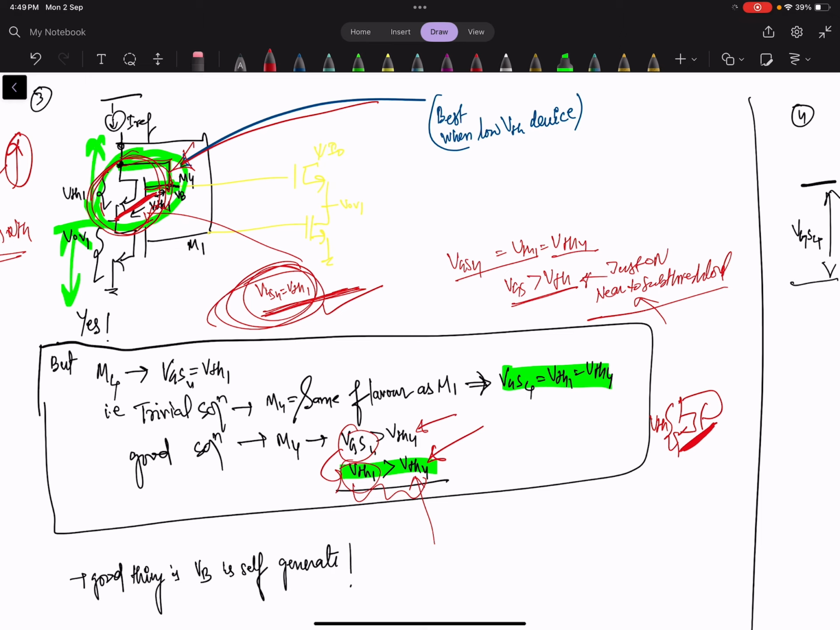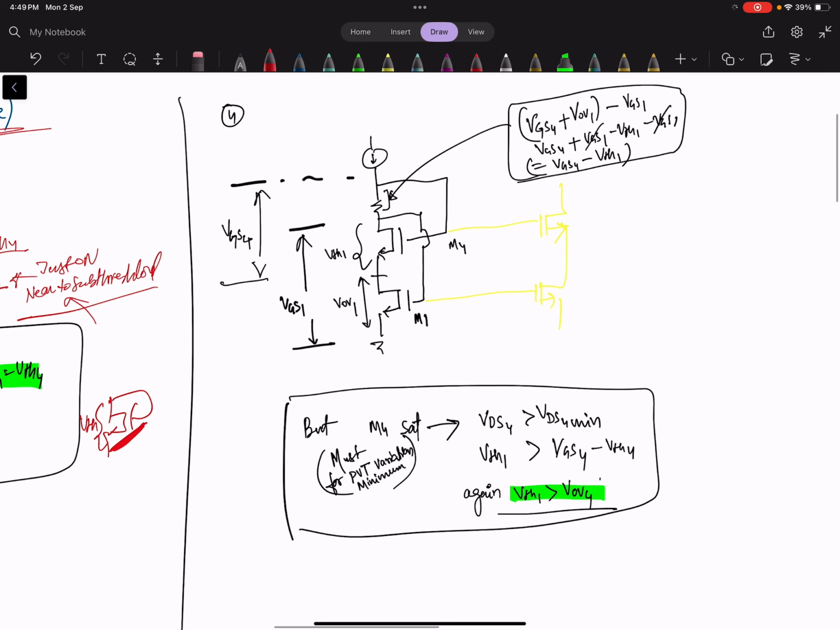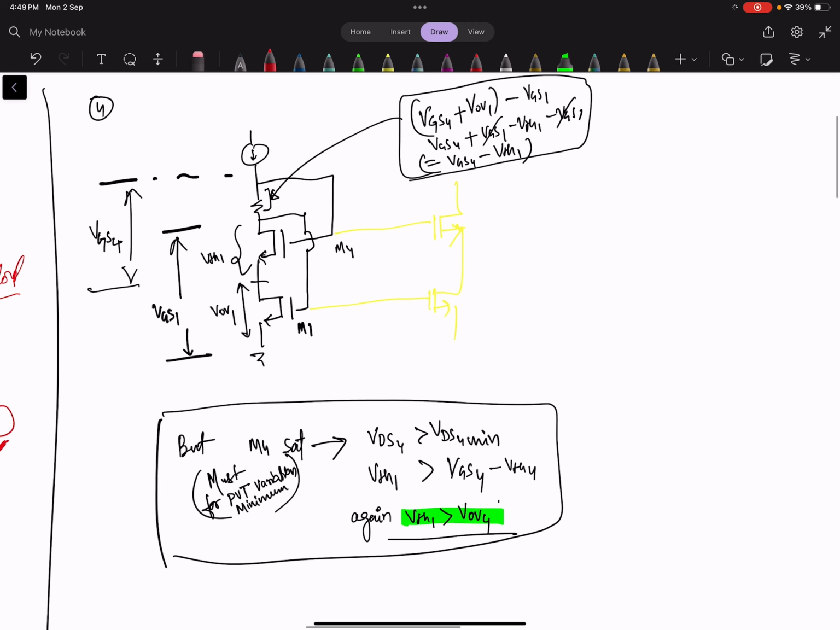Okay, so there will be no margin available, or we can use that only in the condition where a different flavor of the device is used, and in that case the upper diode-connected MOS will be the low VT device. Okay, we can use this. Now let's go for another circuit. Let's see if we can use it or not.